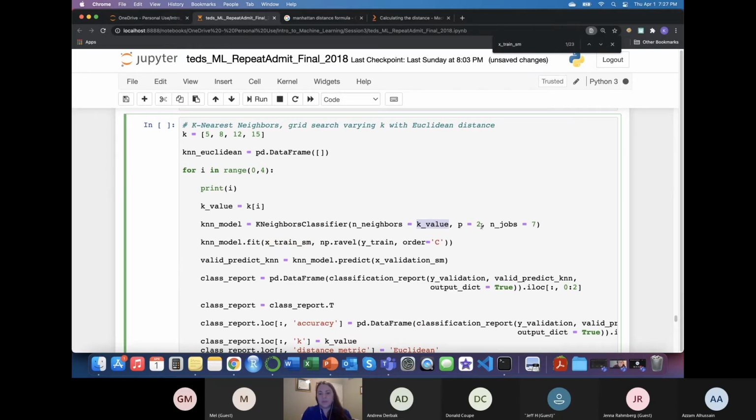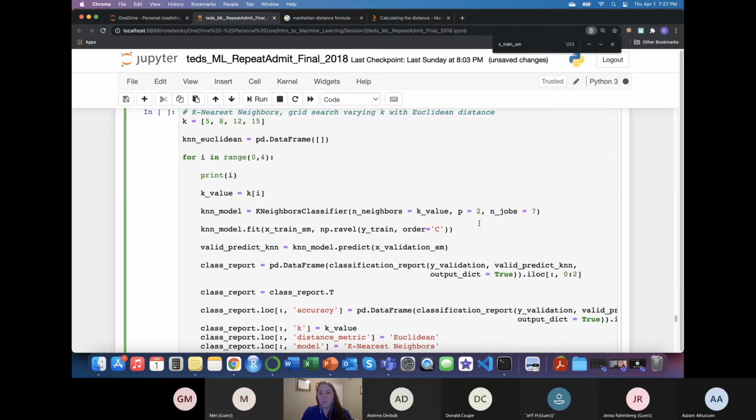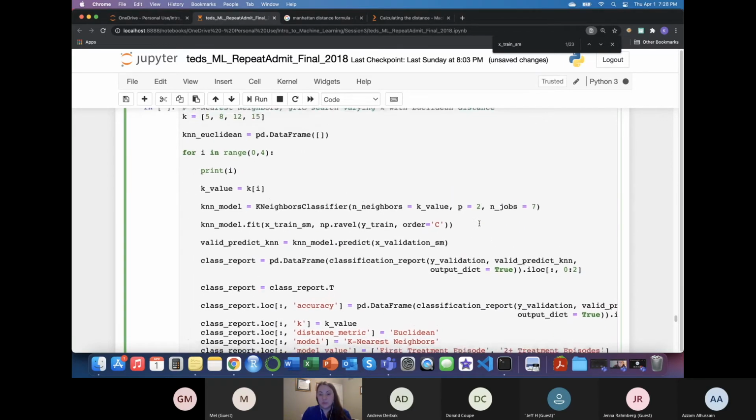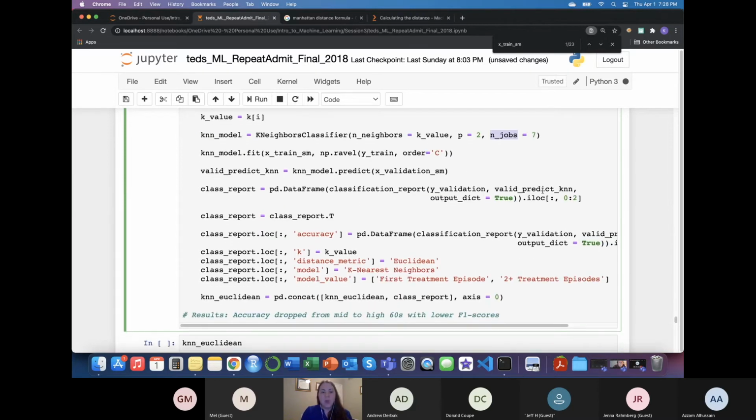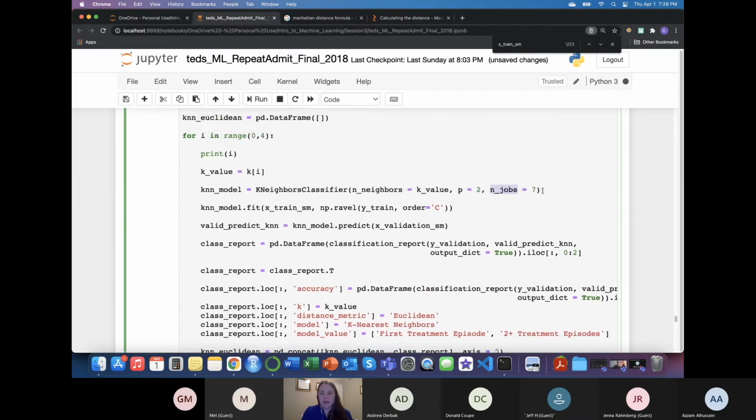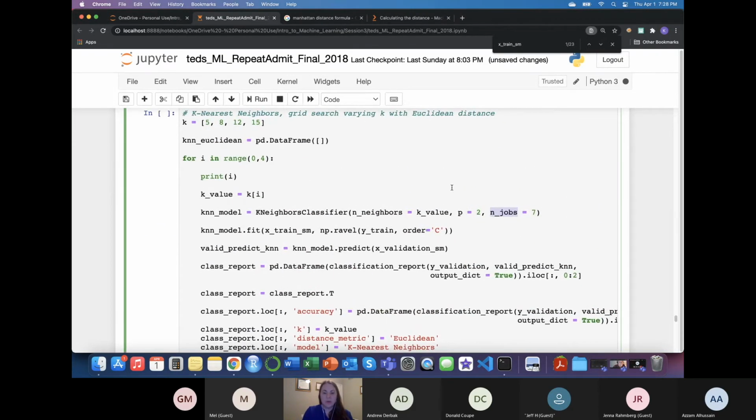The P equals 2 tells us which distance metric we are going to use in each case. And then actually the number of jobs is something that's for efficiency's sake. So if I have 7 cores on my computer, it's going to do the distance comparison on multiple cores at the same time, so it finishes earlier. So that is how you would do a grid search.